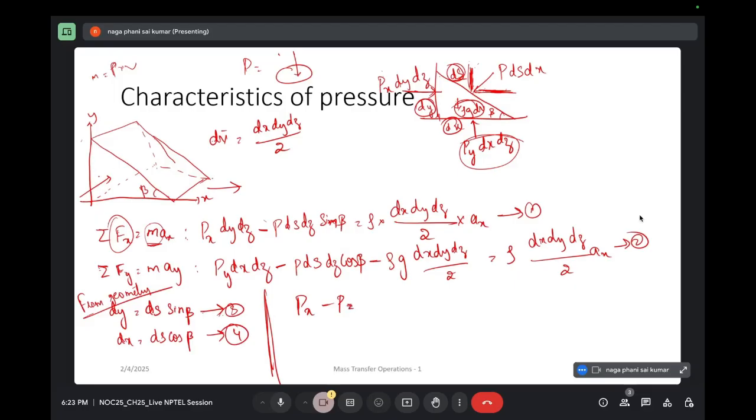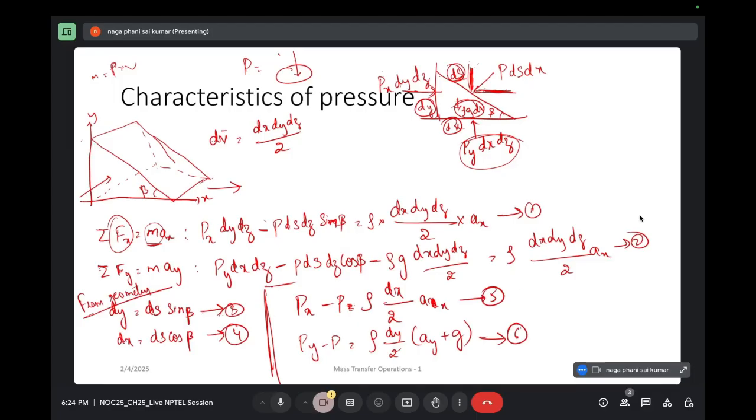Sorry. As the weight of this particular triangular prism is negligible, it can be completely omitted, and you can write equations 1 and 2 as px minus p is equal to rho into dx by 2 into ax. This is going to be equation 5, and similarly this equation can be written as py minus p is equal to rho into dy by 2 into ay plus g. This is going to be equation 6.